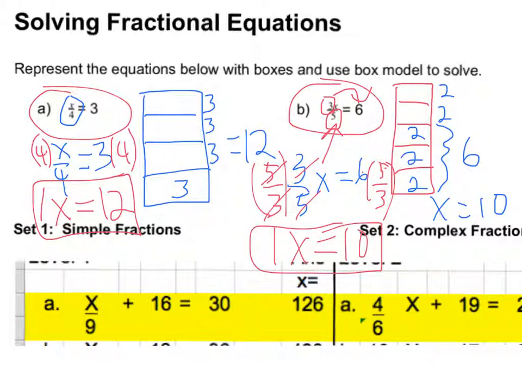Okay, folks, so that's how you work with the simple fractions. What we're going to do is go to the next page and look at solving fractional equations.